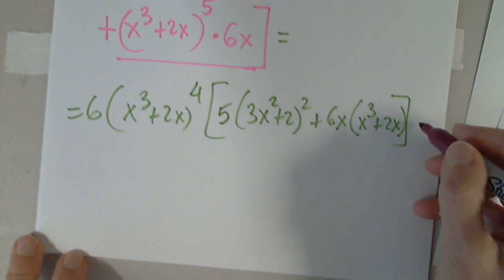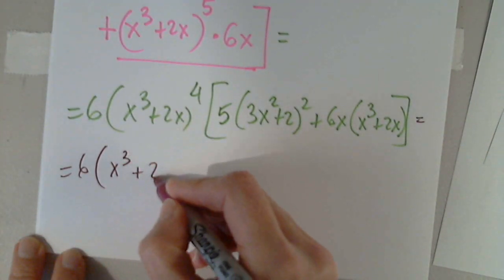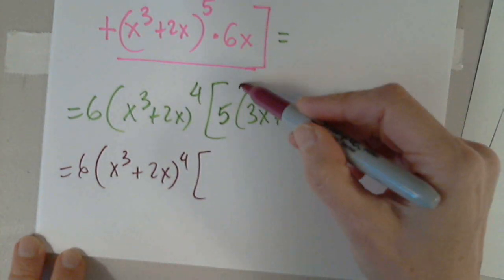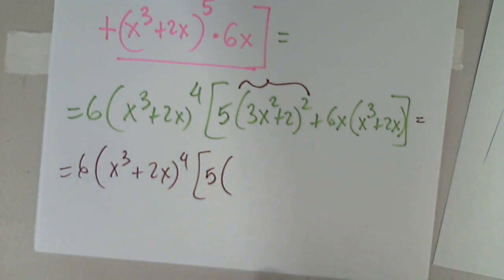Now, I have to continue. I have x cubed plus 2x to the 4th power, and I'll multiply it by 5 in a moment. How many terms do we get when we square 3x squared plus 2?